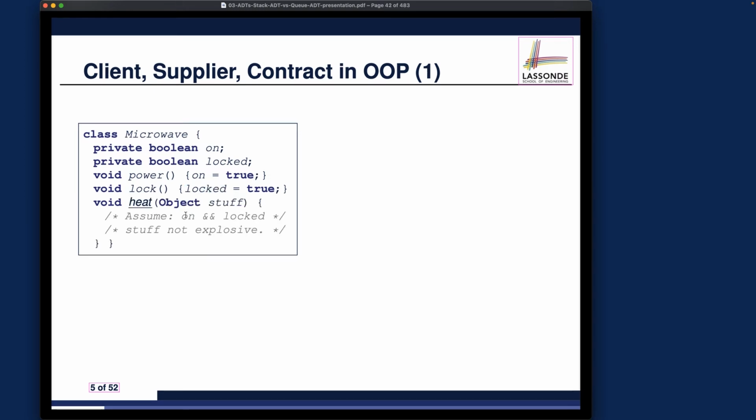And we also got another method here, which will be the heat method. And you're going to heat some objects. So I put the type object here just to make it general, because you never know what can be put into the microwave. So we really rely on the clients being disciplined to put something that can be heated. That's why we put some assumptions over here to say the microwave should be turned on and also its door should be locked, as we said before. And the stuff that you want to heat should not be explosive. So that's one class over here. Think about whether that should be a supplier or the client.